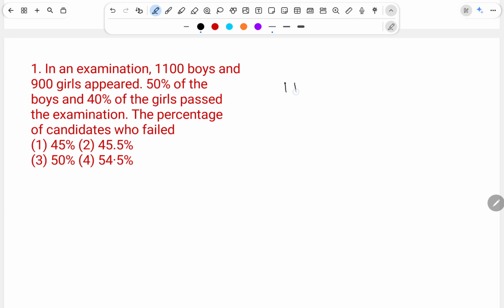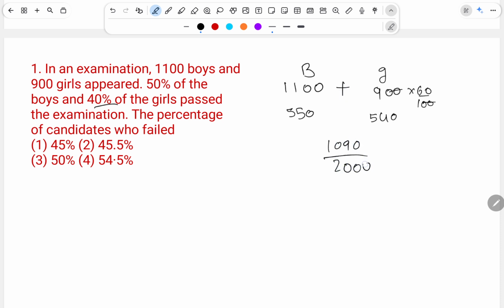Now, out of 1100 boys and 900 girls, how many passed? 50% passed means 50% failed, that is 550 of 1100. Then 40% of the girls passed, in the sense 60% of the girls failed. So 540. So total will be 1090 failed out of 2000.